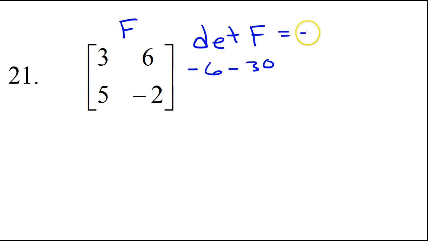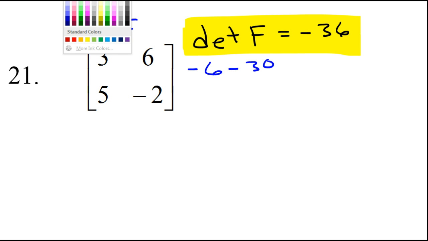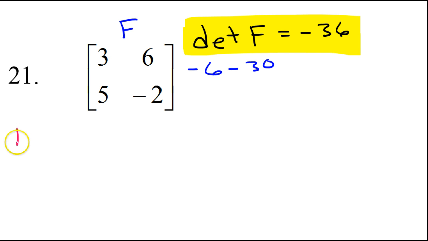So that's going to be -36. So that's the determinant of F. File that away for future reference. Okay, that's the end of step 1. For step 2, I can find F inverse by doing the reciprocal of the determinant. So I'm going to have -1 over 36, or 1 over -36, whichever way you want to look at it. And I'm going to multiply that by the reverse negate matrix.